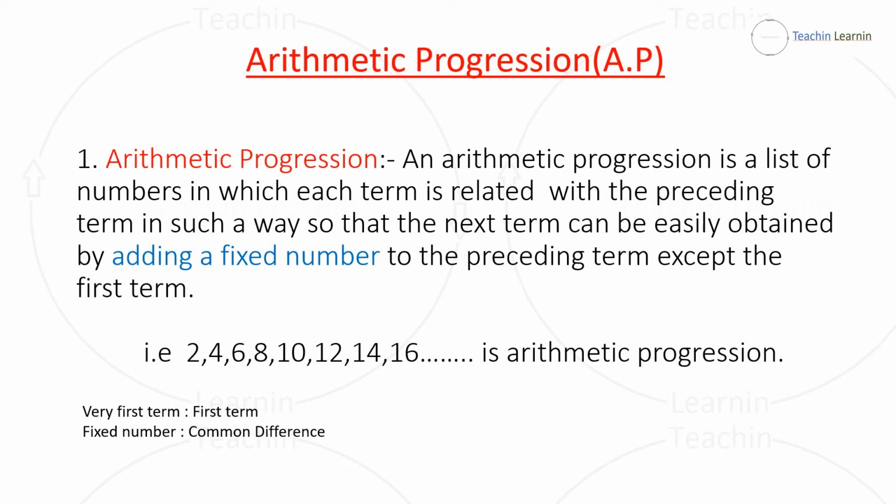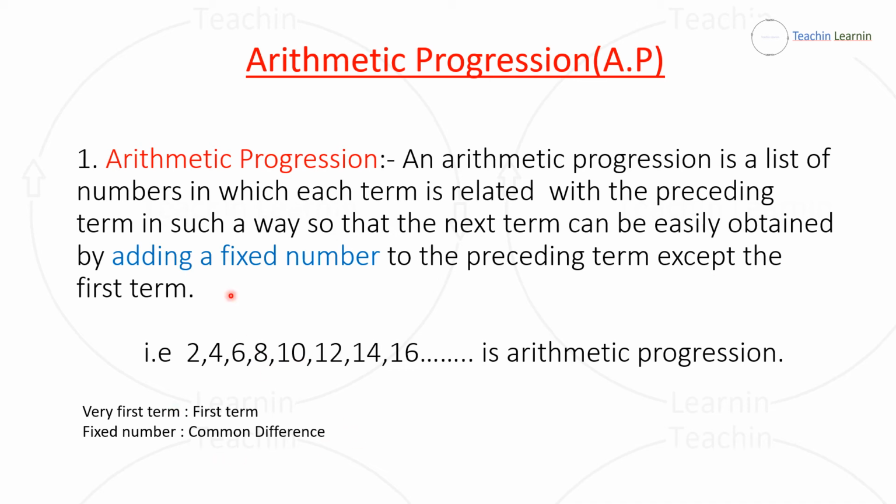Basically, the very first term in this progression is called the first term, and the fixed number that is added to get the next term is called the common difference. So what is the common difference here? When you subtract 8 minus 6, you get 2, 10 minus 8 is 2, 12 minus 10 is 2. So you can say that the difference between two consecutive terms is called the common difference.